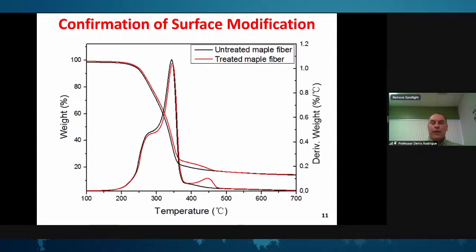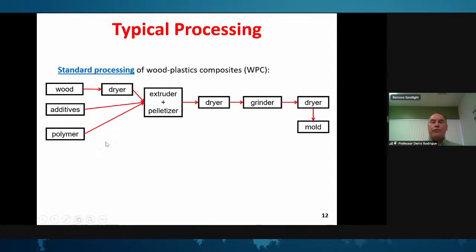By using these curves, you see here that there are some slight differences between the treated in red and the untreated in black, especially at around between 400 and 500 degrees Celsius, where you see this peak in the derivative here, which is related to the MAPE that you have on the surface of your fiber, which is not there on the untreated fiber. So these two methods are usually enough to see that you actually have something on the surface.